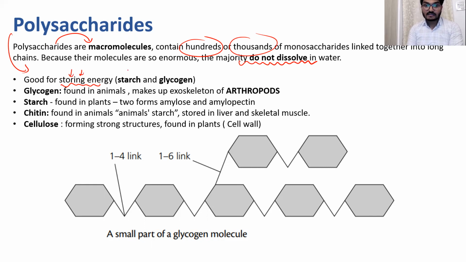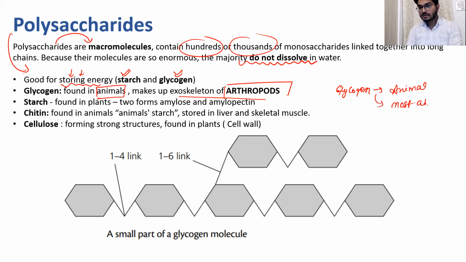A very famous example is starch and then glycogen. Glycogen is found only in animals, and you'll be surprised to know that glycogen in the animal world is going to be the most abundant carbohydrate.